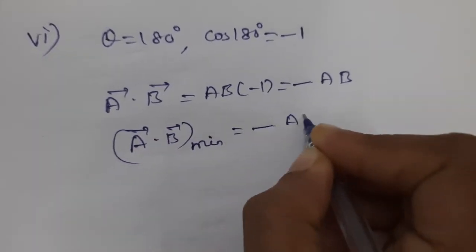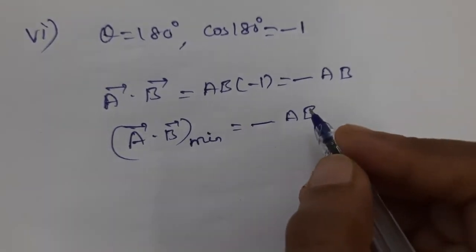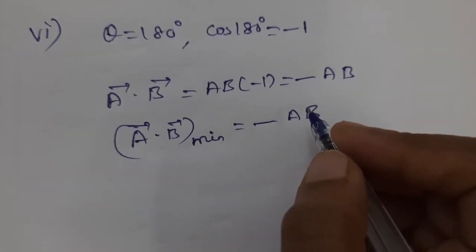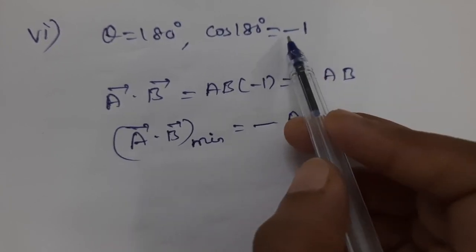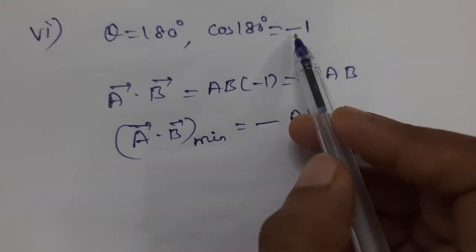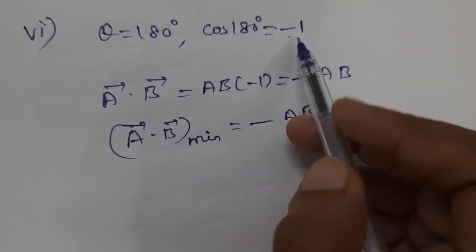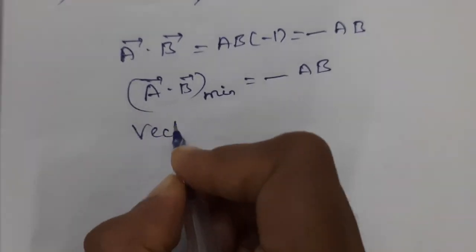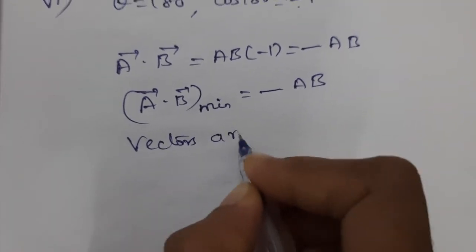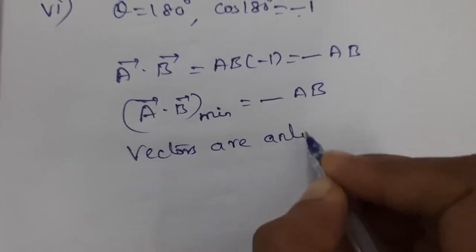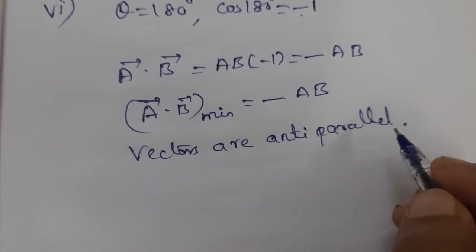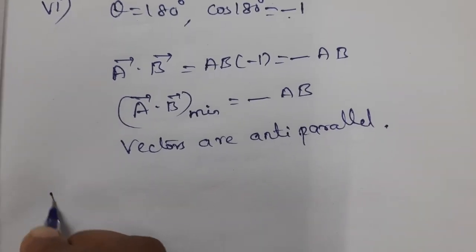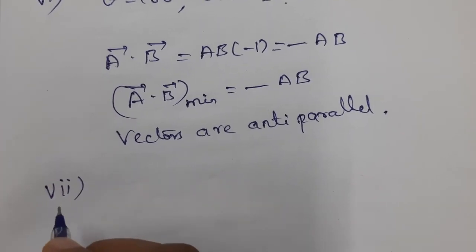Minimum value. The scalar product of two vectors will be minimum when cos theta is equal to minus 1, that is theta equal to 180 degree. Now the vectors are anti-parallel.